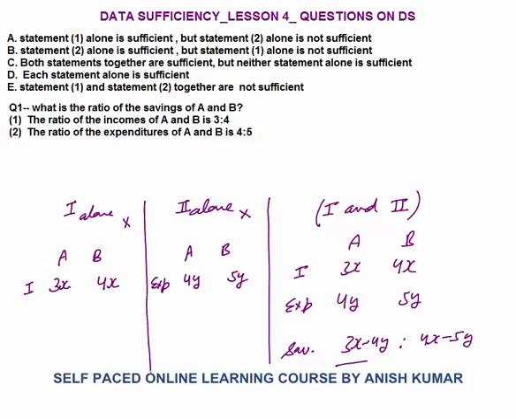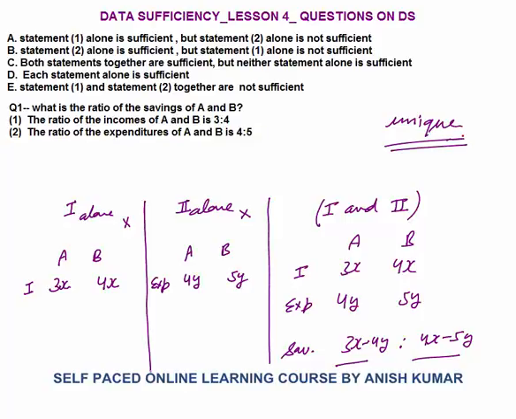Can we still determine the ratio? This ratio is 3x minus 4y, 4x minus 5y. Still the answer is in the variable. The saving ratio will depend on the value of x and y. For different values of x and y, we will get different answers. And I told you that in data sufficiency, a statement is sufficient only when we get a unique answer.